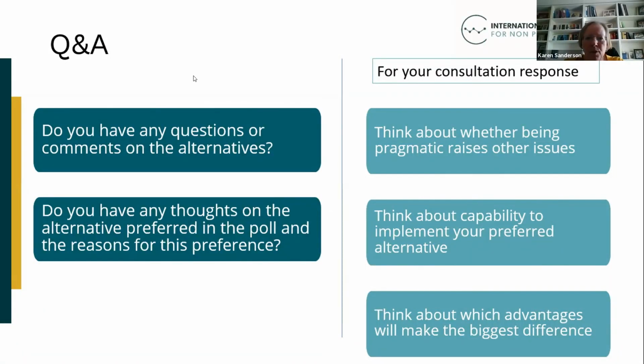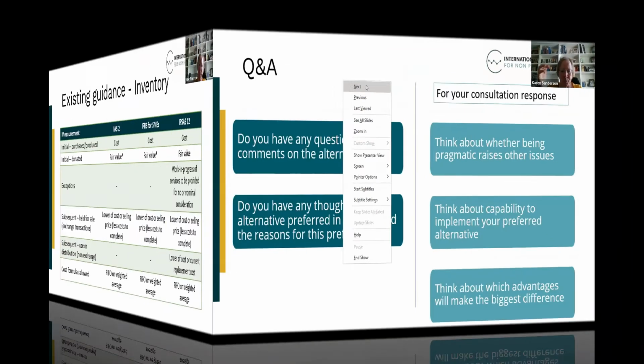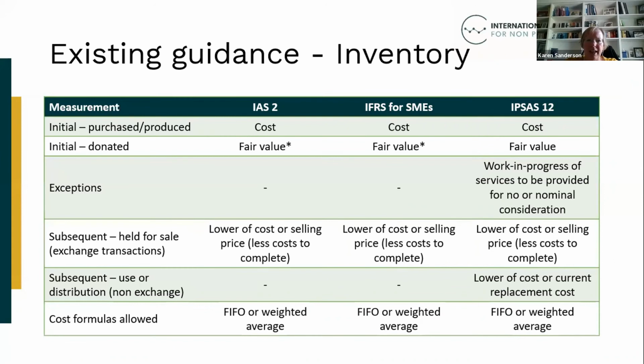So I might move us on then to look at the final issue paper around inventory held for use or distribution. And I'm going to start with the existing international guidance on the measurement of inventory held for use or distribution. And they're included in IAS 2 on inventories within the IFRS suite of standards, in IFRS for SMEs, section 13, and IPSAS 12 on inventories in the IPSAS suite of standards.